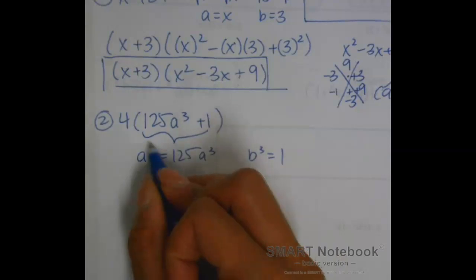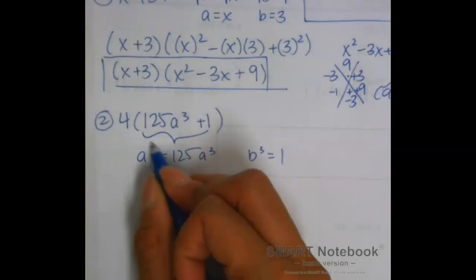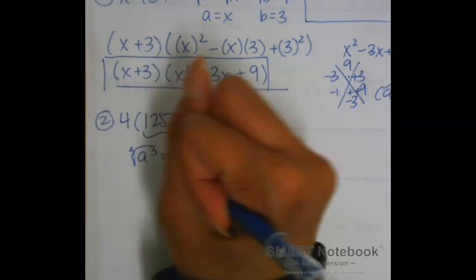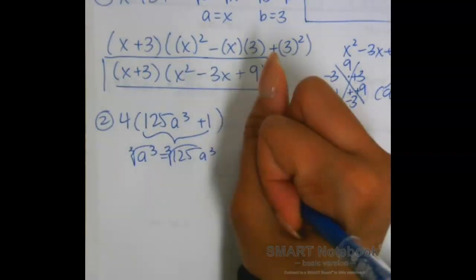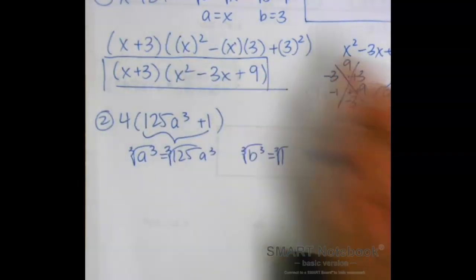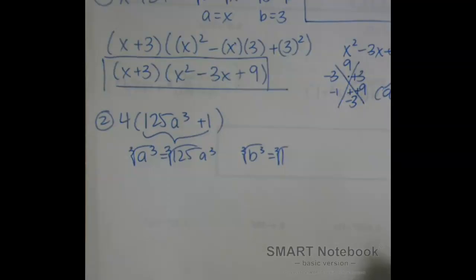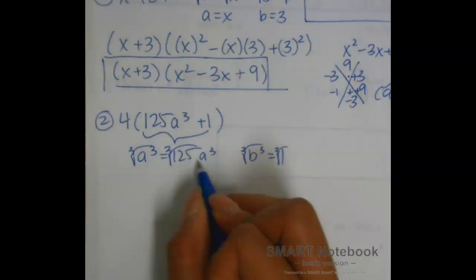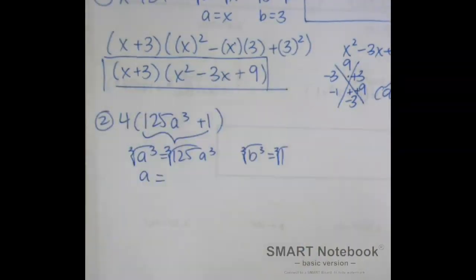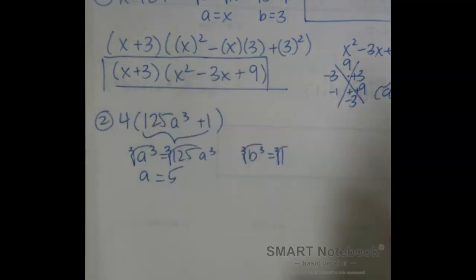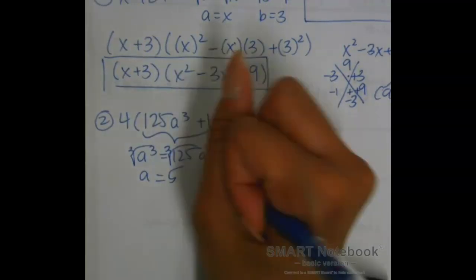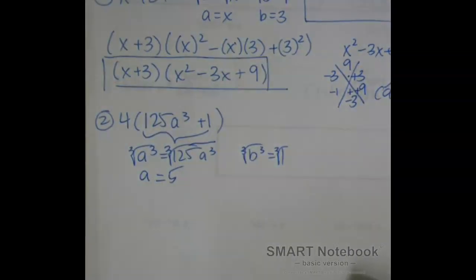All I'm doing is just trying to isolate this a cubed on the far left. So I'm going to cube root. And same thing for b cubed, I'm just going to cube root. Alec, what's the cube root of 125a cubed? Look on the front side. Cube root of 125 is there. 5. And then what's the cube root of a cubed? What do you mean 1? I need a variable.